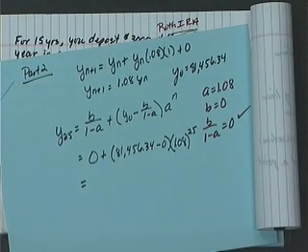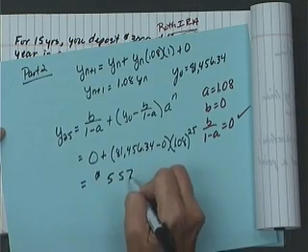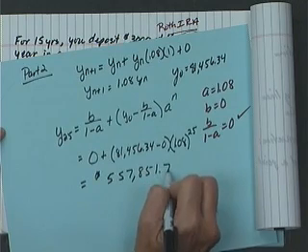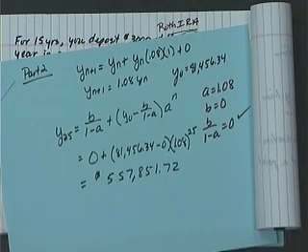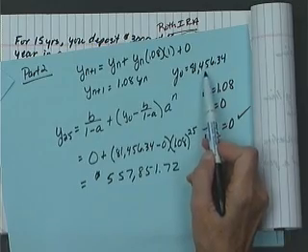All right, I need somebody to double check me on this. Okay, I think I'm right. Did you get 557,851.72?